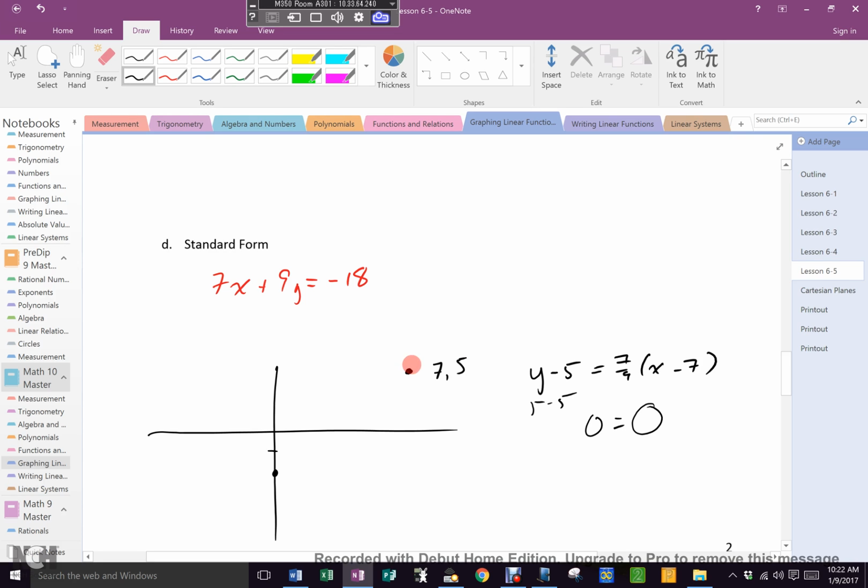What if I were to go up another 7 and over 9 more? Where would I be? What would be up 7 from 5? Up 7 from 5, guys.